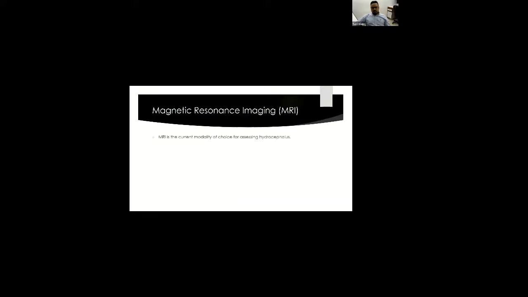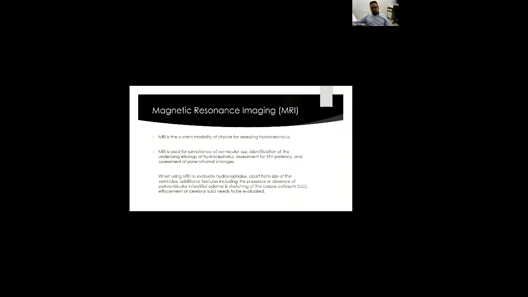Moving on to MRI, it's the current modality of choice for assessing hydrocephalus. It's used for surveillance of ventricular size, underlying etiology of hydrocephalus, assessment of drain patency, and assessment of parenchymal changes. So when using MRI to evaluate hydrocephalus, apart from the size of the ventricles, we have to look for additional features such as presence or absence of periventricular interstitial edema, which is seen in cases of acute hydrocephalus, stretching of the corpus callosum, effacement of cerebral sulci, etc.